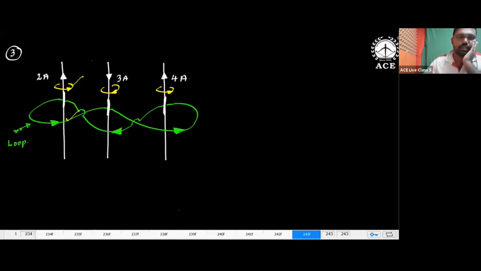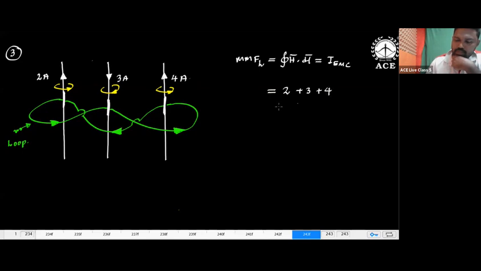Clear? So what is the MMF in the loop here? MMF in the loop is equal to the closed line integral of H·dl, which is equal to I_enc. The loop direction and magnetic field directions are the same, so 2 plus 3 plus 4, which is equal to 9 amperes, is the answer.